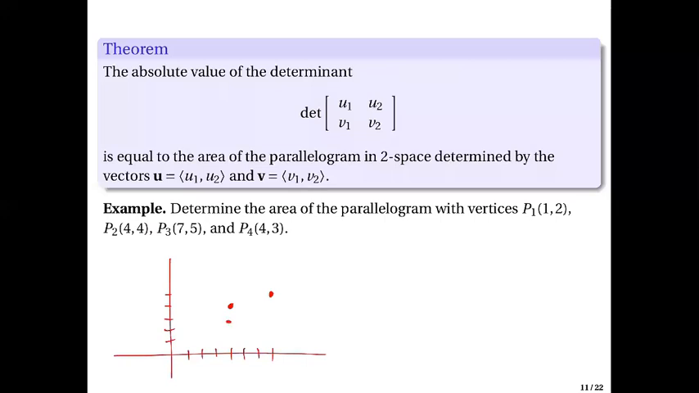And then, what's the other guy? 1, 2. 1 and then 2 here. Okay?